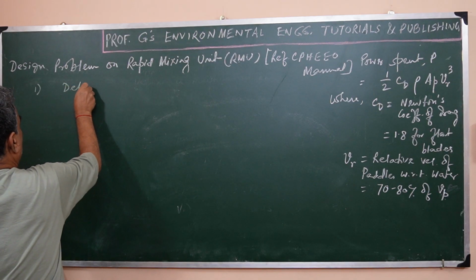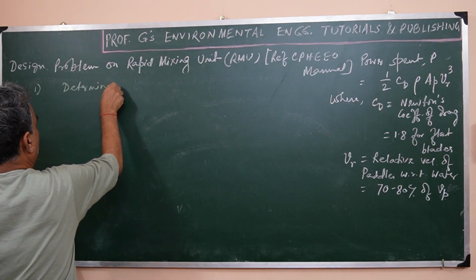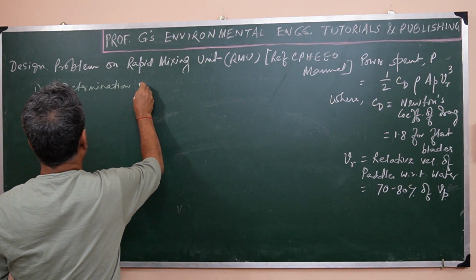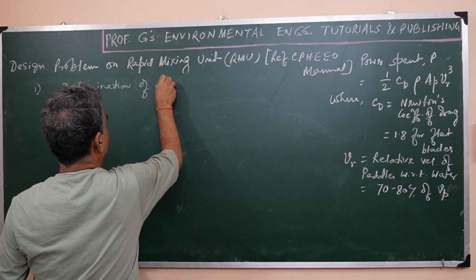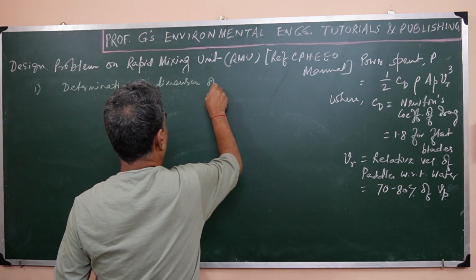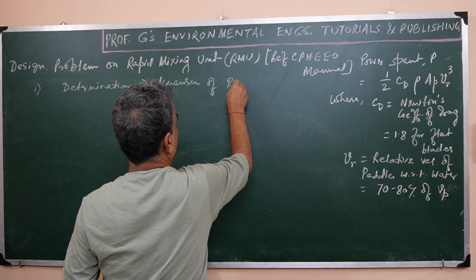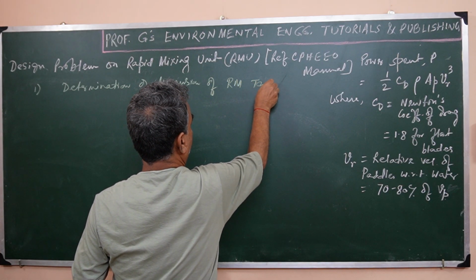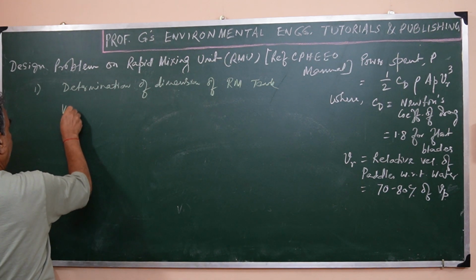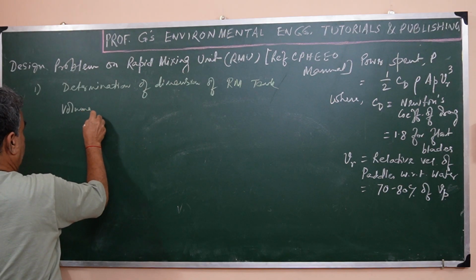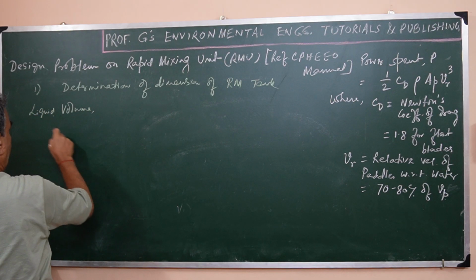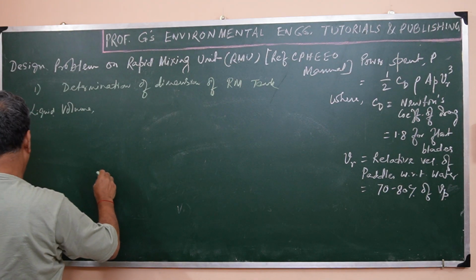So as I earlier told, determination of dimensions of the rapid mixing tank. So the volume, as I have told, of course this is the wet volume or liquid volume. Also it is termed as wet volume.